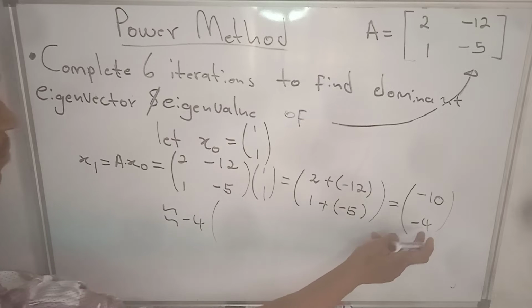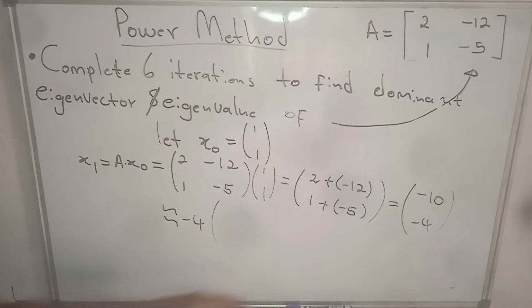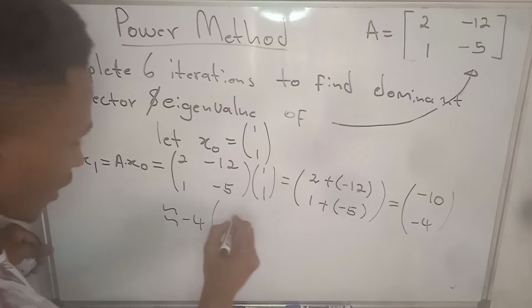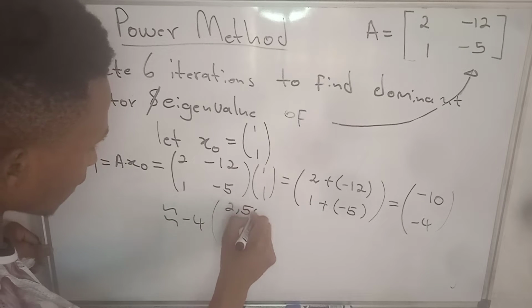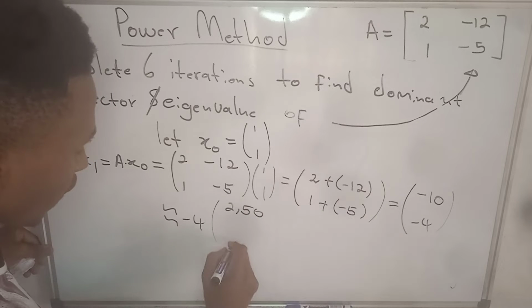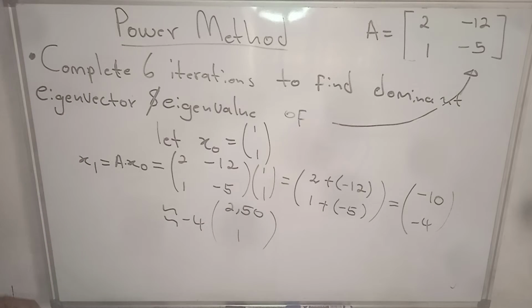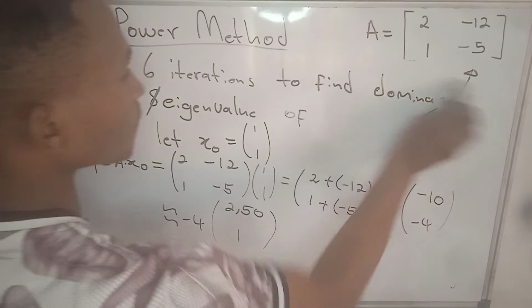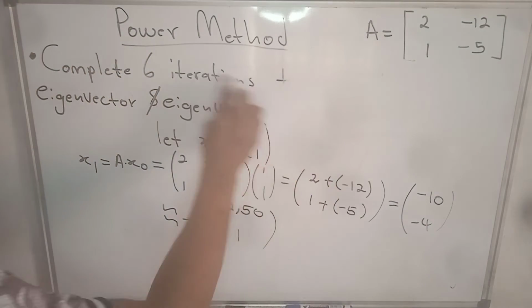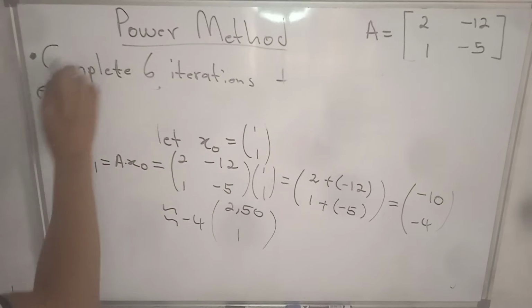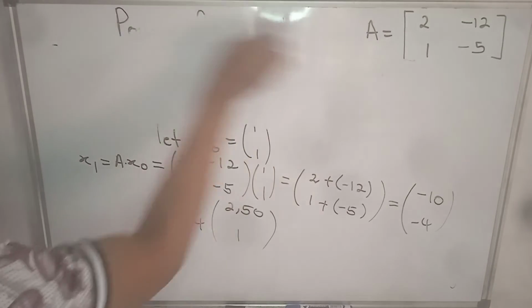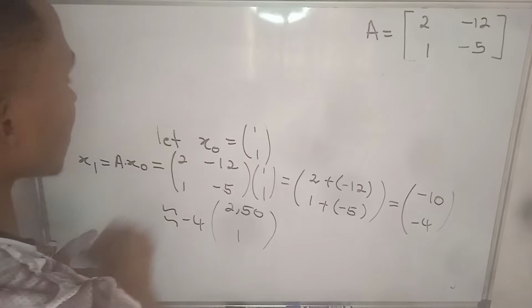This can be approximated by taking -4 out. If I divide -10 by -4, I get 2.50, and if I divide -4 by -4, I get 1. Sorry, this is the first iteration. Let's do the second iteration.